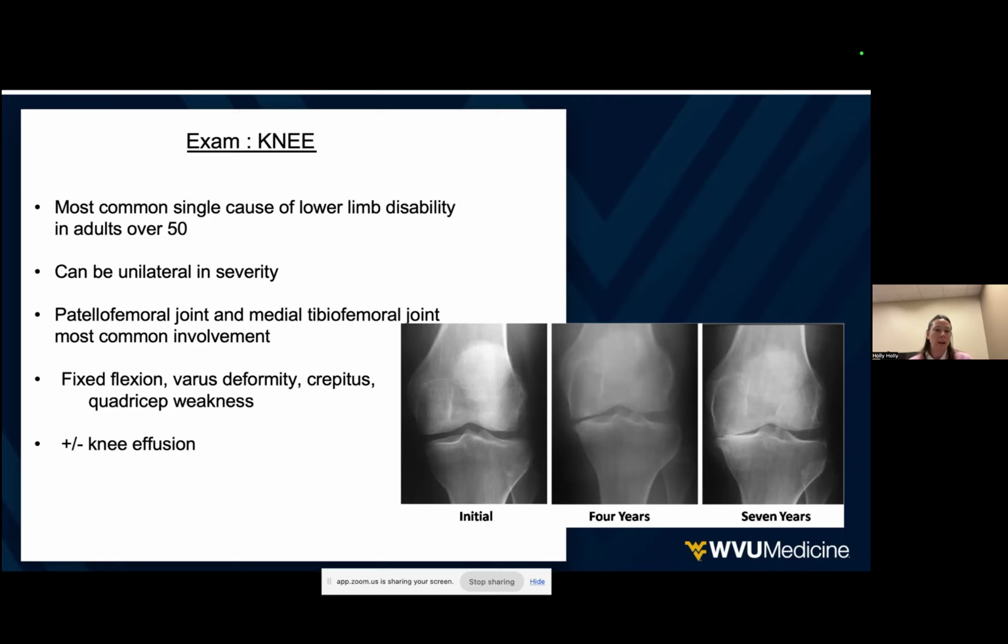On exam, depending on the severity, they may have fixed flexion where they can't fully extend that leg. They may have a varus deformity. You're certainly going to probably feel crepitus when you move their knee. And they may even have quadricep weakness because they're not fully using that knee to keep that quadricep strong. And there may or may not be an effusion. It's not uncommon for knee osteoarthritis, especially as it moves on in severity, to have an effusion present, and it not necessarily be inflammatory, but just be the response from the arthritis itself.